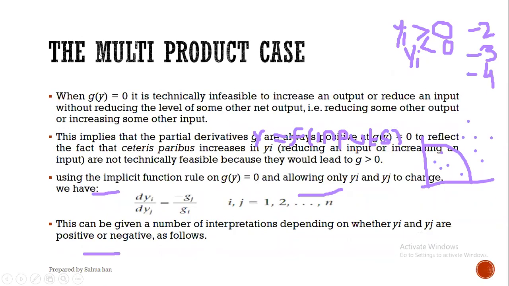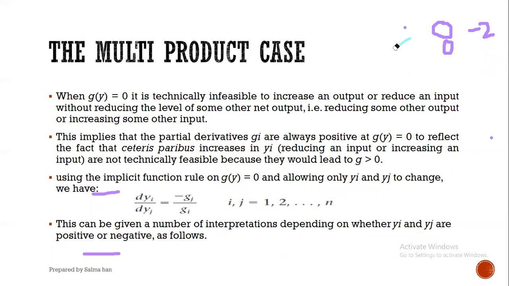Now when g(y) is equal to 0, we say that it is technically infeasible to increase an output or reduce an input without reducing the level of some other net output. We know that when g(y) is equal to 0, it simply means that the efficient firm is utilizing the resources efficiently, and therefore it is producing an efficient level of output.